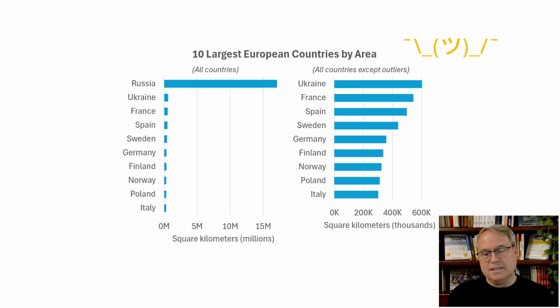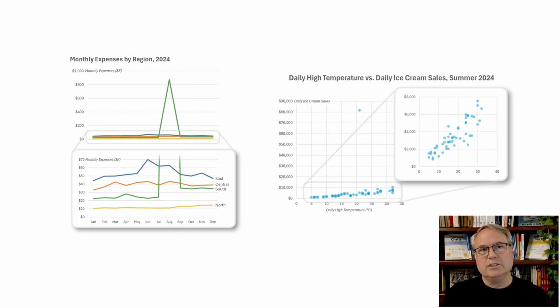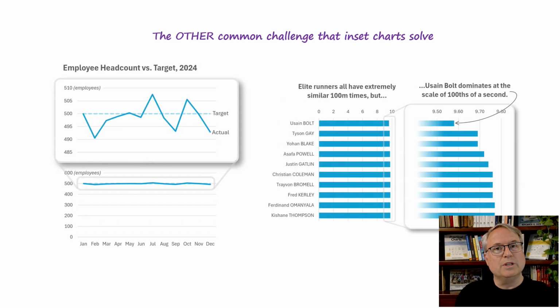The nice thing about this inset chart approach as well is that it works for pretty much any chart type, right? We can use this for line charts and scatter plots and just about anything else. So far I've talked about using inset charts to handle outliers, but there's actually another really common situation where inset charts can be really useful. And I created a whole separate video about that, which I'll link at the end of this one.